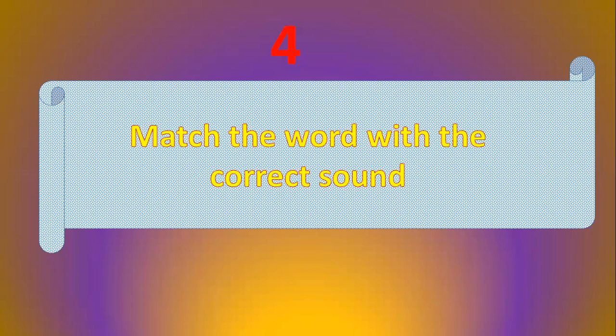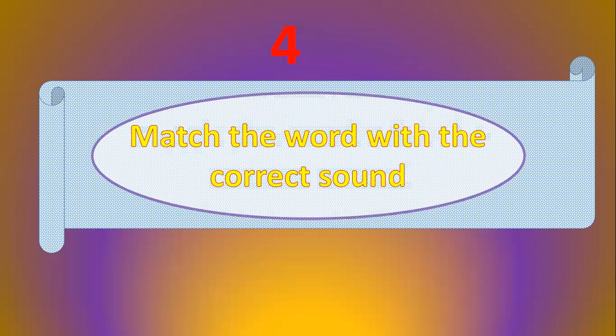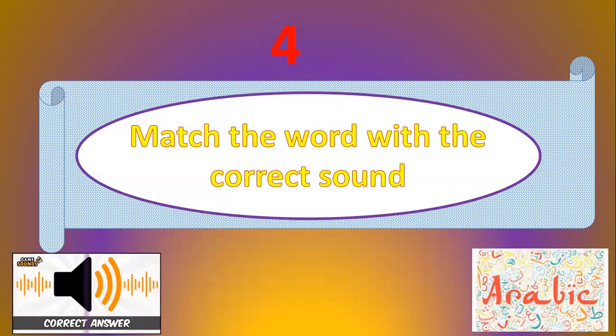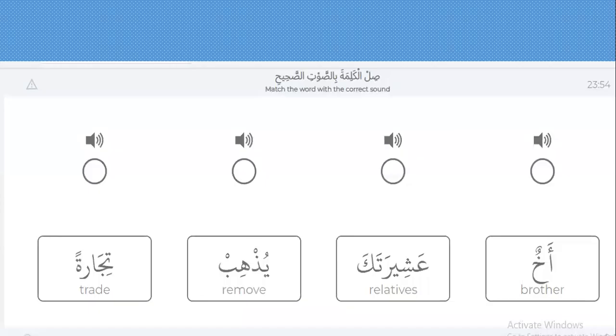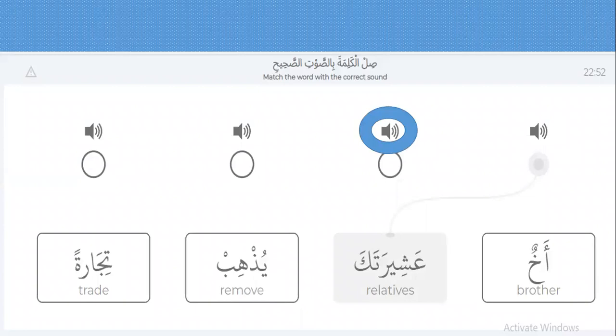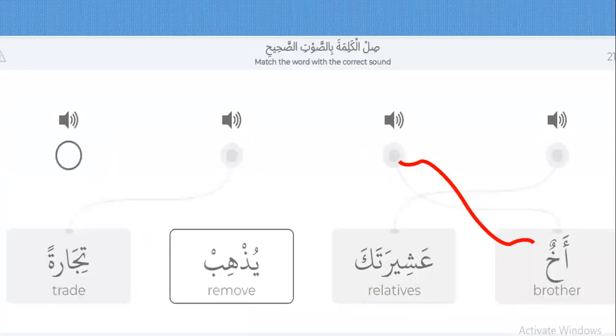Now let's go to the fourth question. Match the word with the correct sound. Number one, please listen to the sound. Listen. عشيرتك. Number two, أخون. Yes, number one, Ashirataka. Number two, Ahon. Number three, please listen and tell me which one is right.